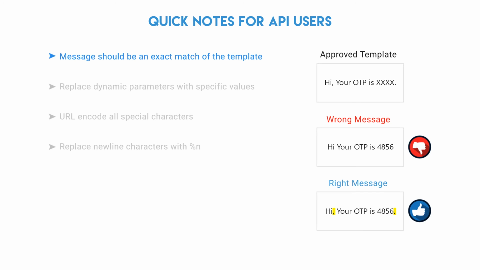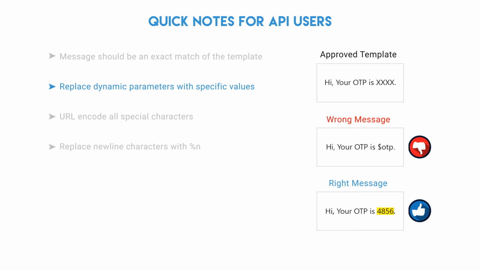Here are a few quick notes for API users. Transactional messages sent via Textlocal API will be sent only if it is an exact match with any of the pre-approved templates. So, ensure that the spaces, commas, and periods follow the exact pattern.